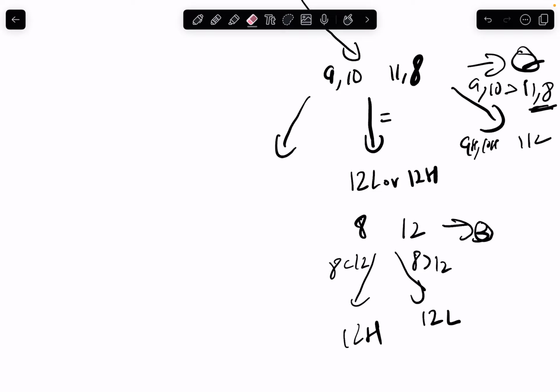I would say we can measure 9 and 10. Why not 9 and 11? Well, you can also measure. There's no point in measuring 9 or 11, right?